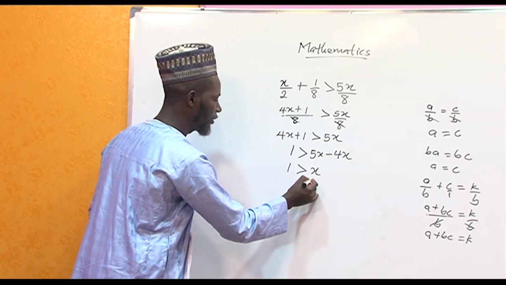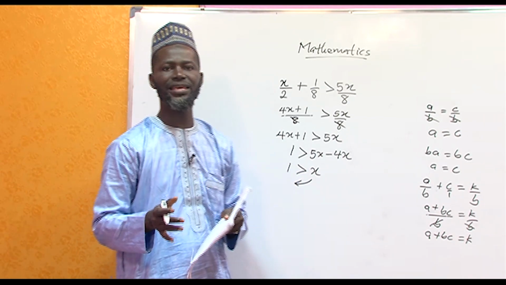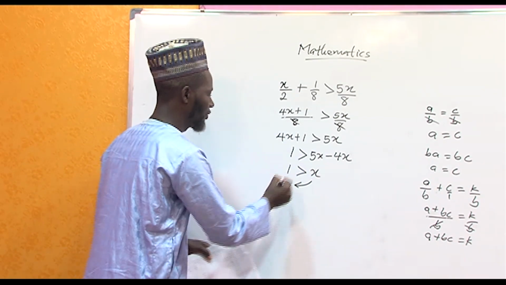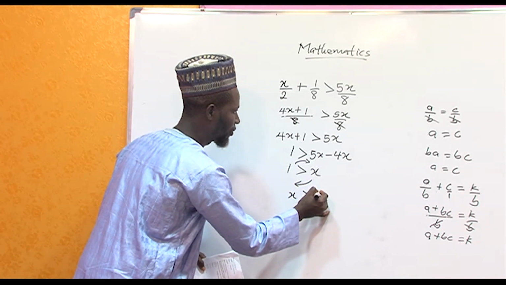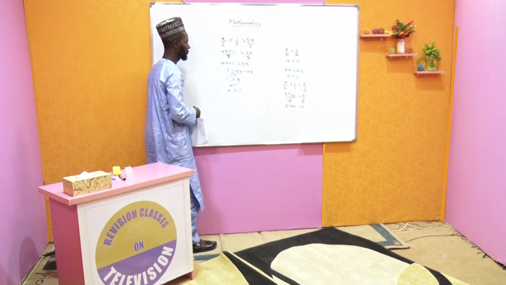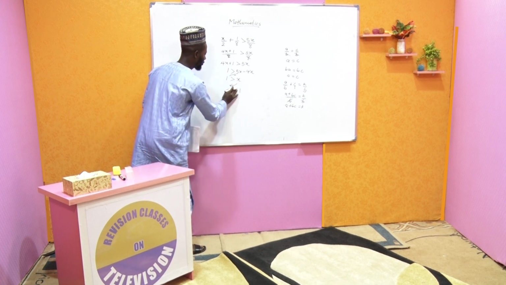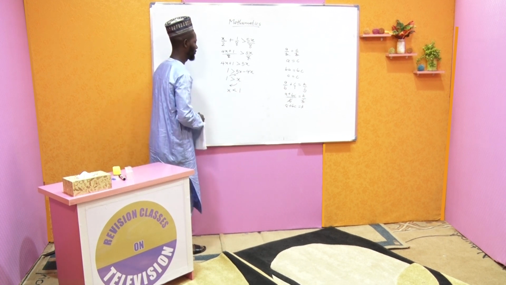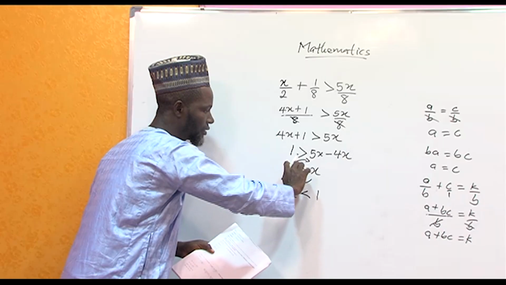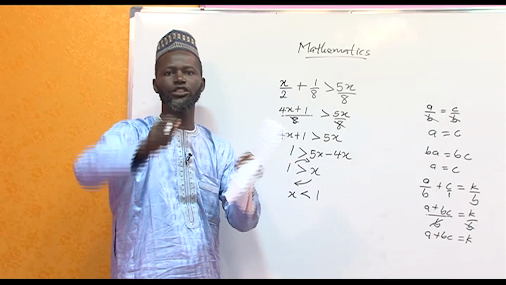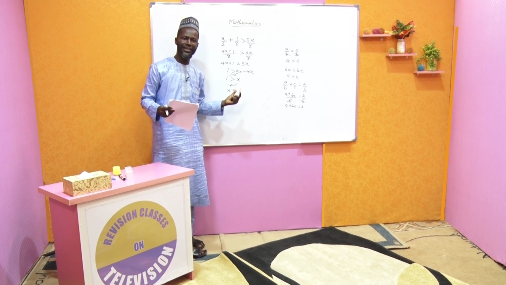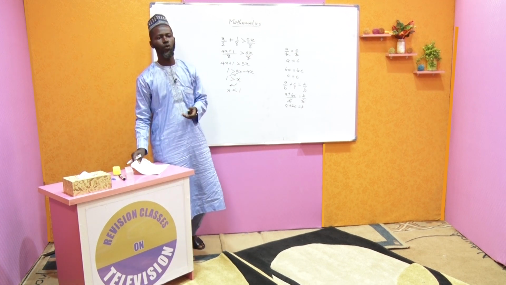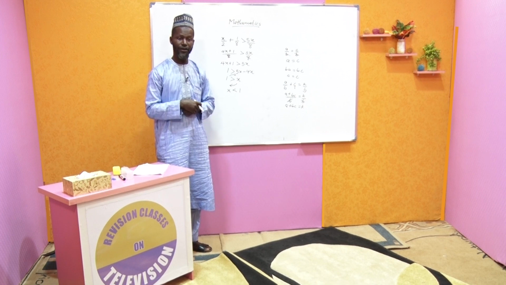That is, we turn this so that our x is on the left-hand side. Turn this, we have our x less than 1. Just as you turn the steering of your car, this will turn to the side. But is that our final answer? No, because we are asked to illustrate it on a number line graphically.